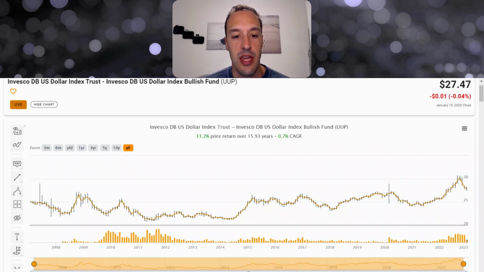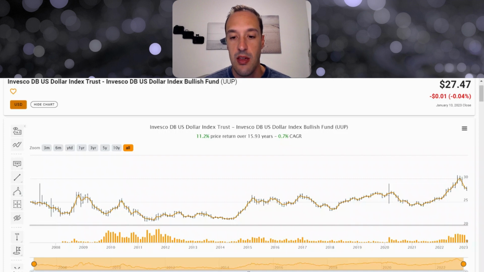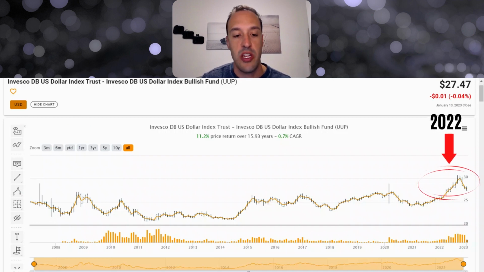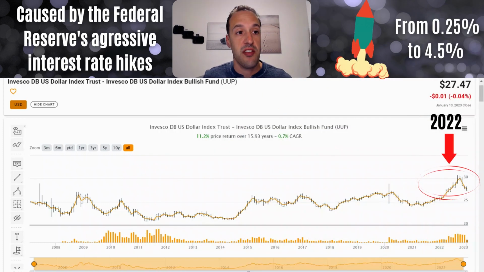And you can see here, in the wake of the financial crisis in '08, '09, this deterioration in the value of the dollar, but then it starts to rally in the second half of the 2010s. But then, more importantly for our discussion, this really big spike in 2022. This was caused by the US Federal Reserve's interest rate hikes, which were the most aggressive ever in history. They went from basically 0% to where we are today, approaching 5%, here at the beginning of 2023.